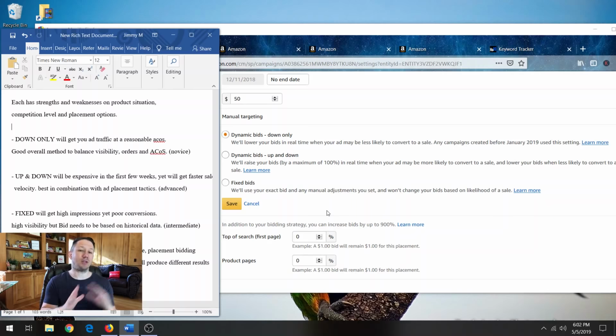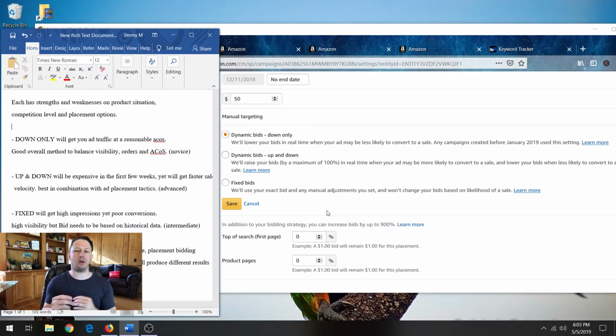Okay, so they can actually double your bid. If your bid was like $1.50, they can double it up to $3, okay? So I only suggest using dynamic up and down for very seasoned PPC people, and you have a seasoned product. Let's say you have a product with like 100 reviews that converts well, with a great ACoS at 20% or something, and your profit margins are 40%, so you're making really good money with PPC and ranking, okay? Then you might want to test dynamic up and down.